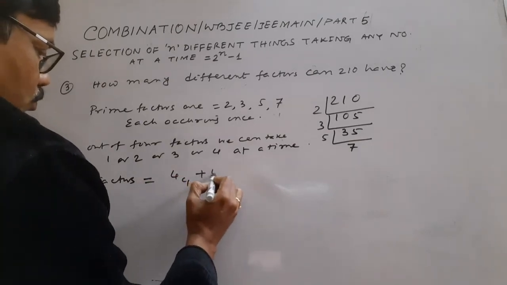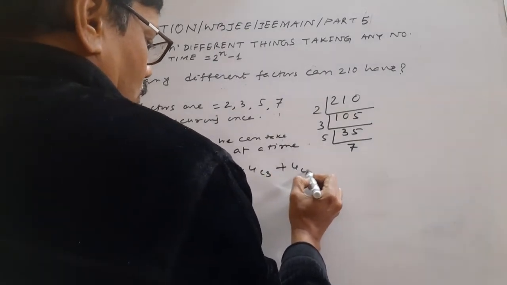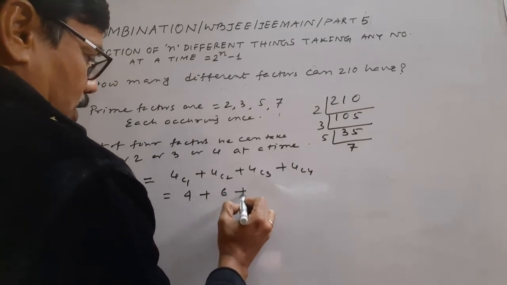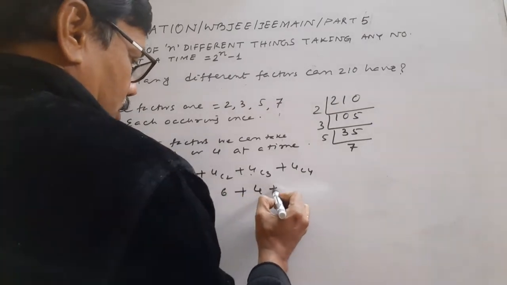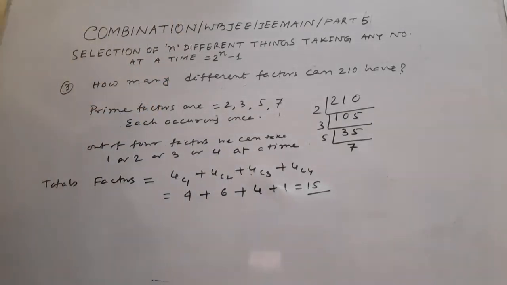4C1, 4C2, 4C3, 4C4. So 4C1 is 4, 4C2 is 6, 4C3 again 4, and 4C4 is 1. So 15 factors.